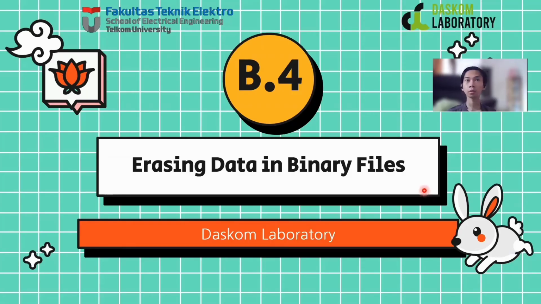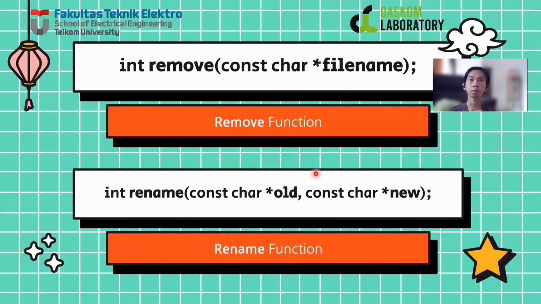Alright, we will continue with erasing data in binary files. In erasing data, we will use two new functions. In here, we have the remove function and the rename function. In the remove function, the file name in here is the file we will delete. And then for the rename function, we will change the old name to the new name.